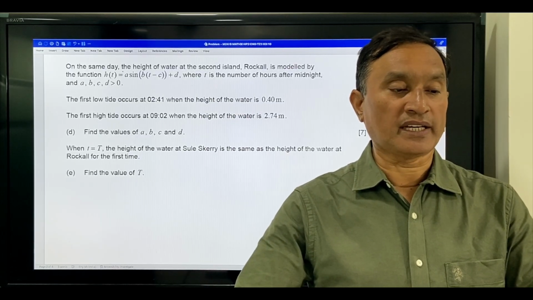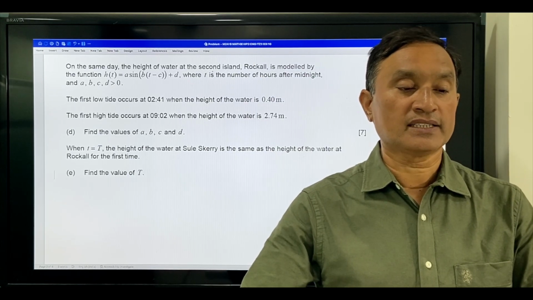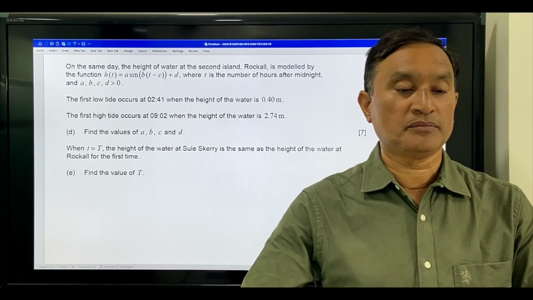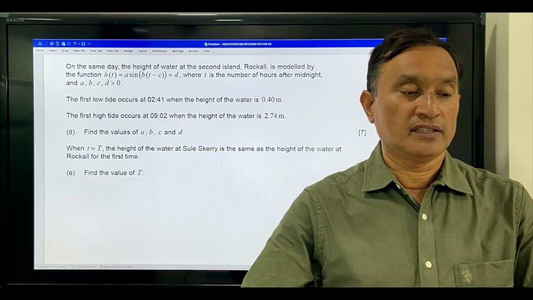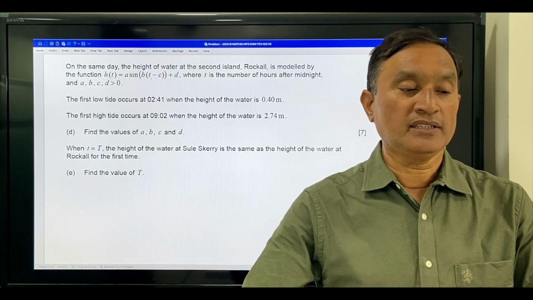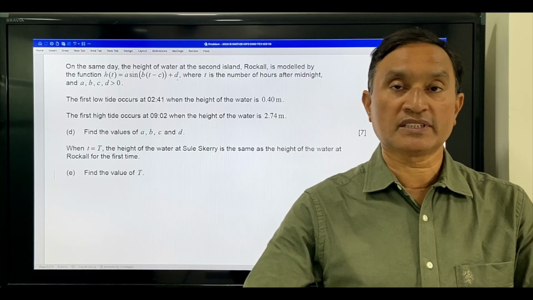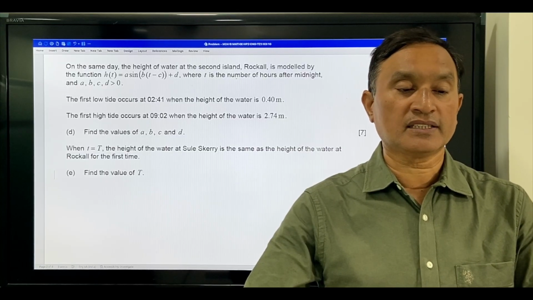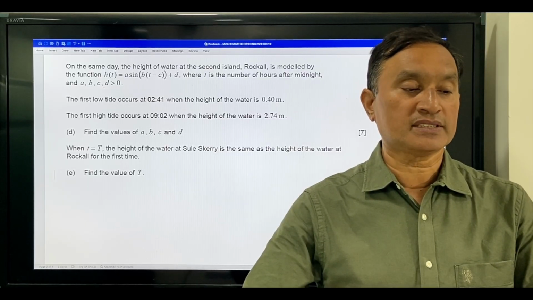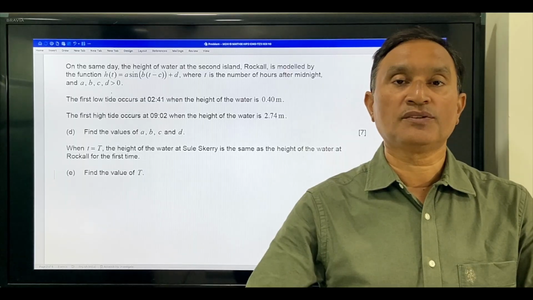On the same day, the height of water at the second island, Rockall, is modeled by the function h(t) = a sin(b(t - c)) + d, where t is the number of hours after midnight and a, b, c, d are greater than 0. So it means all values are positive.